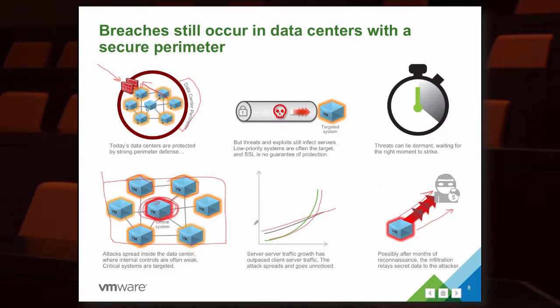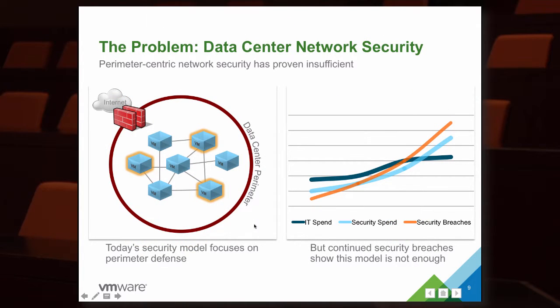After all, we really need to look no further than just all the exploits that we've seen in the news. So like I said, we're seeing that increase in security breaches, we're seeing an increase in server-to-server traffic, yet today's security model just continues to focus on perimeter defense and firewalling. This is where NSX and micro-segmentation is so different.